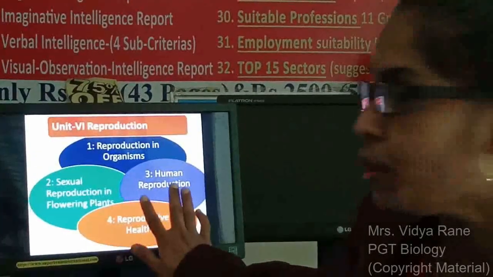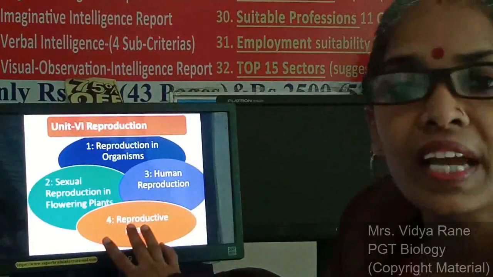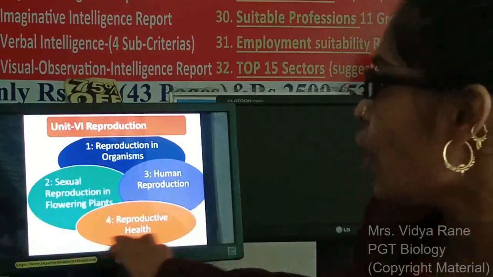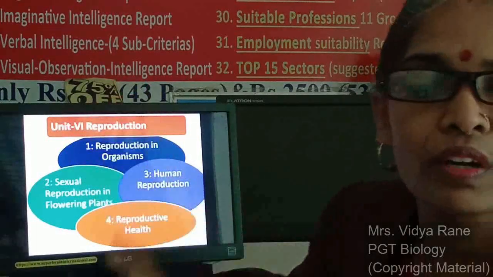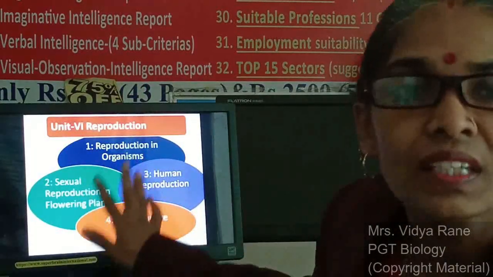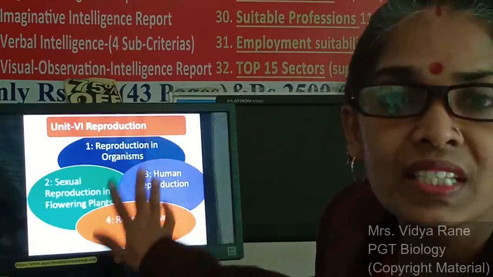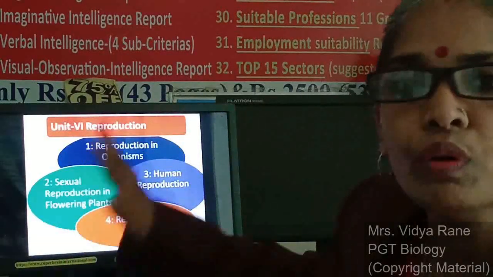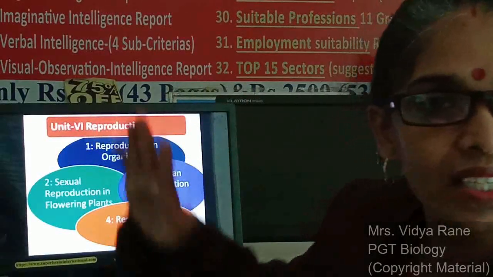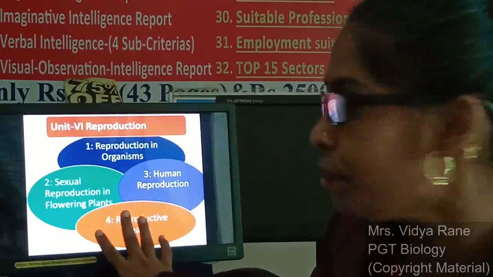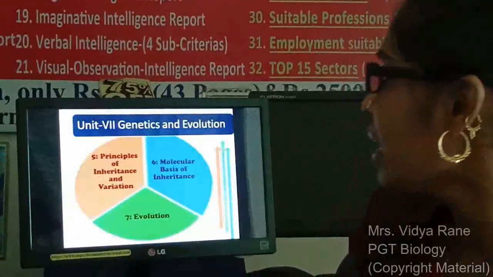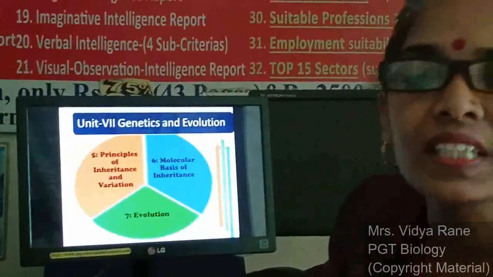Next is human reproduction, which you study in detail in chapter 3, and chapter 4 is reproductive health. So all these 4 chapters make up the first unit, and for this you must have studied the base related to this unit in class 10th. Whatever you have studied in class 10th, the next part of that is given in these 4 chapters in class 12th. Next is unit 7, genetics and evolution.